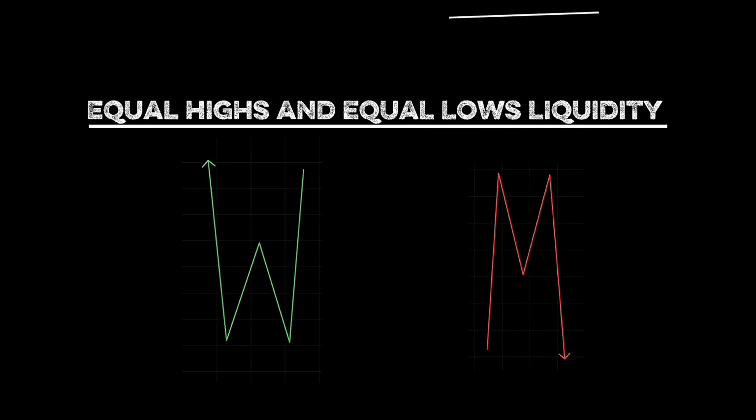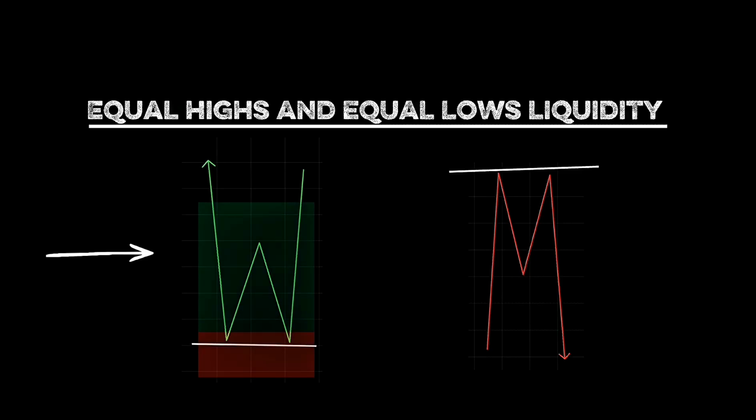Equal highs and equal lows are price levels where the market has reacted multiple times at nearly the same point. In an uptrend, price comes down, hits a level, pulls back. Then it comes back down and hits the same low again. This creates an equal low that looks like a double bottom. What many traders do is buy at this level and then put their stop loss just below the lows. So below those equal lows, there are lots of stop losses. That cluster or pool of stop losses is a liquidity zone or area.